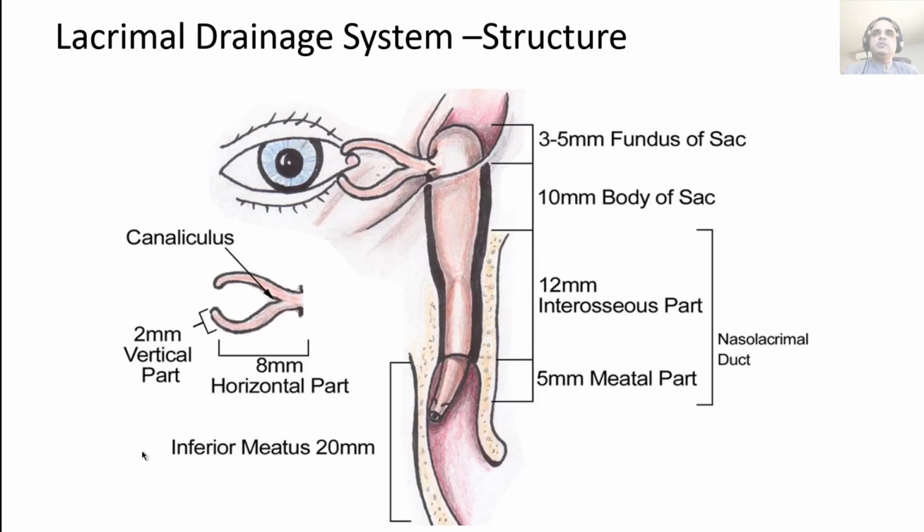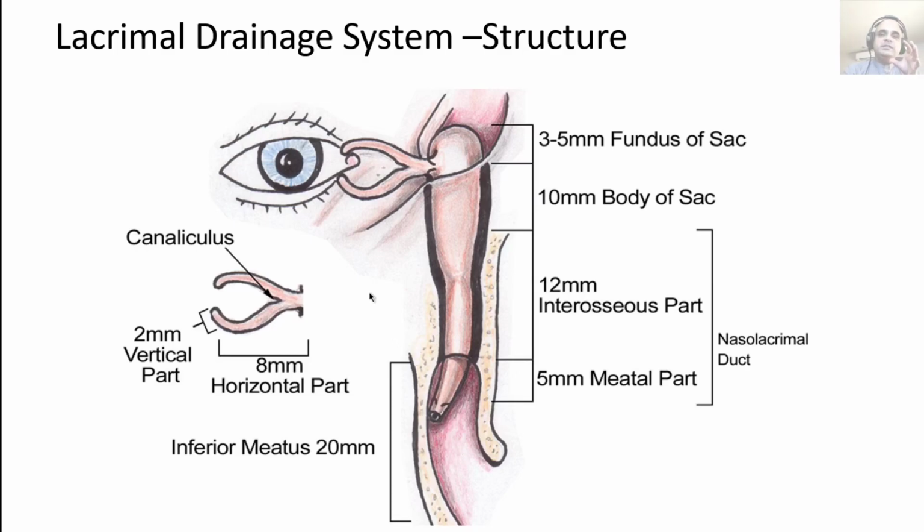And now we shall move on to the discussion of the drainage system, which is going to be the focus of the first part of this discussion. As we said, the drainage system is composed of the puncti, which are the openings of the lacrimal canaliculi onto the lids. The canaliculi have a vertical component and a horizontal component, and they open into a common canaliculus, which opens into the lacrimal sac. The lacrimal sac continues down as the nasolacrimal duct and opens into the inferior meatus of the nose.